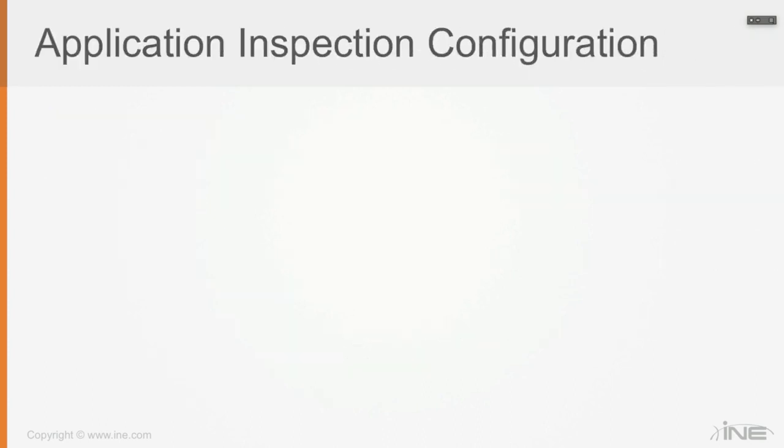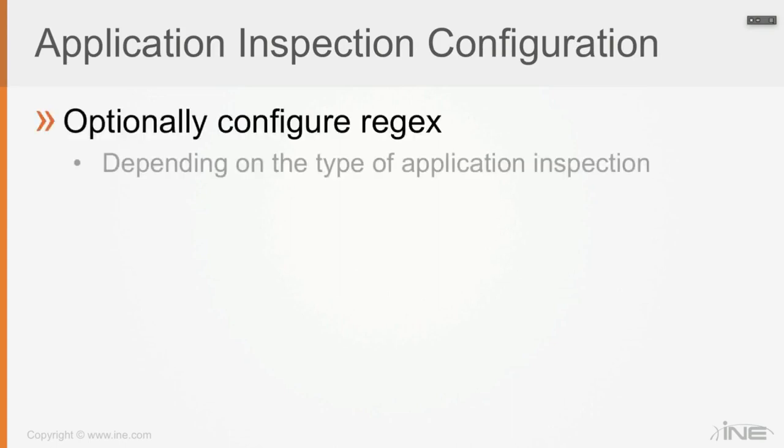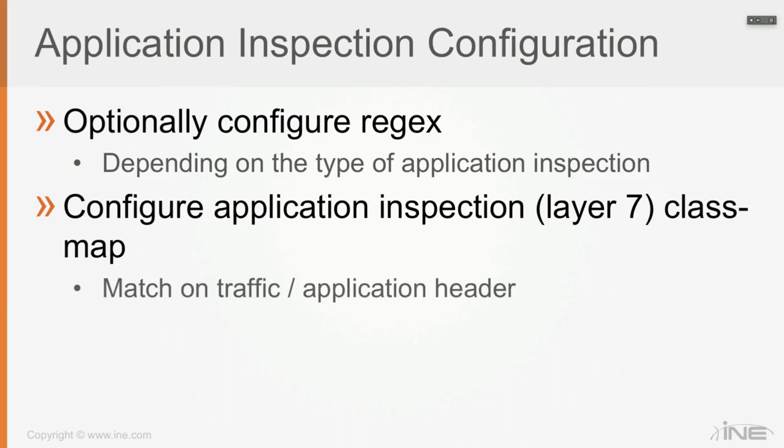Now configuration-wise, it's going to be the same as in the IOS zone-based policy firewall. We optionally configure regex, not via a parameter map, but just like a regex function, which we can use in different types of application inspections. Depending on which type of application inspection we perform, regex can be required or not. Then we configure the application inspection layer 7 class map, where we match on the application header of the traffic we want to inspect at layer 7.